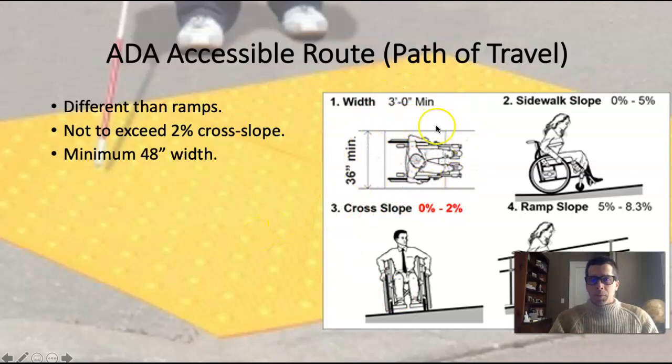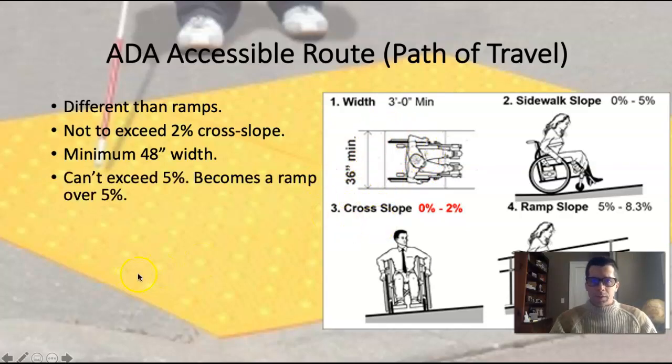This picture says minimum 3-foot width. Again, that's a federal guideline. In the state of California, the minimum is 4 feet, okay? We can't exceed 5% with our path of travel, with our accessible route. As soon as we exceed 5%, it becomes a ramp.